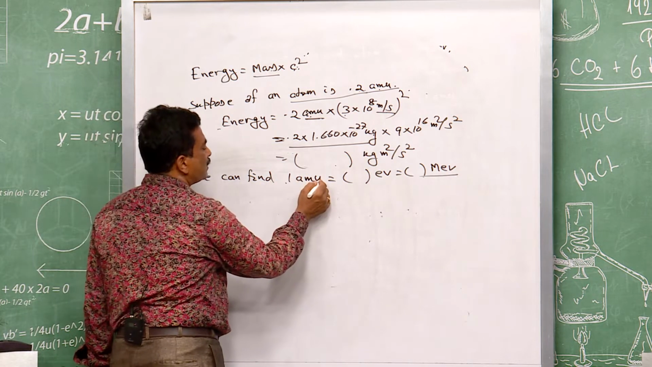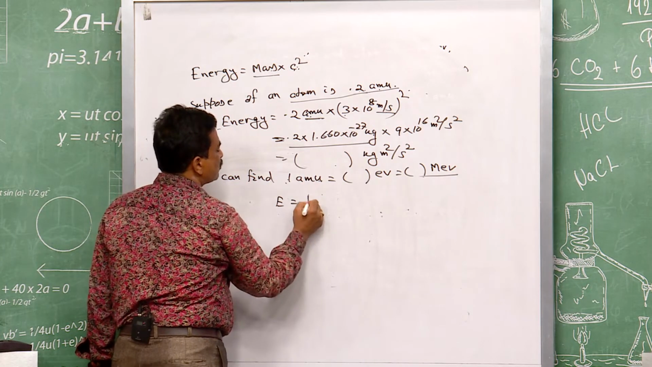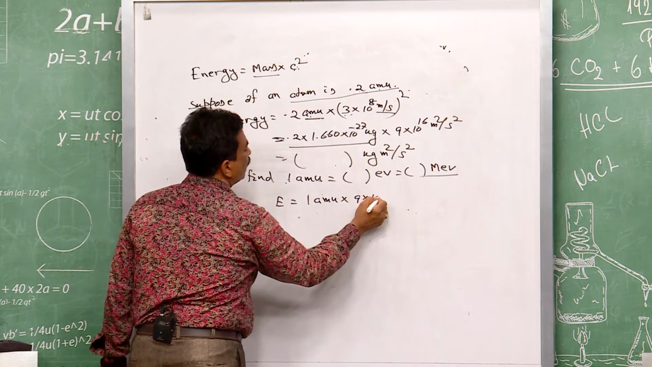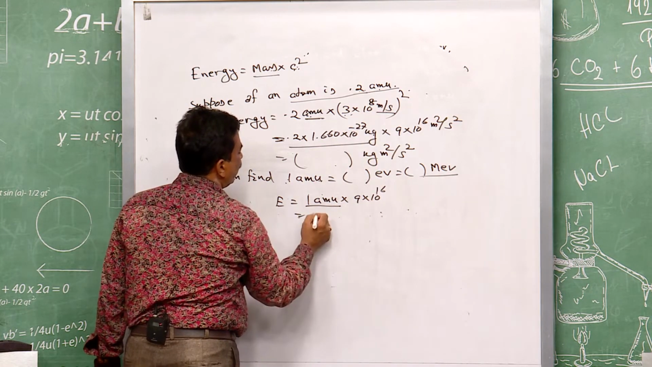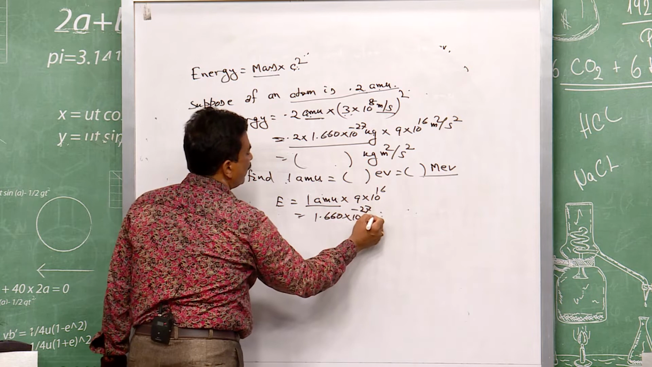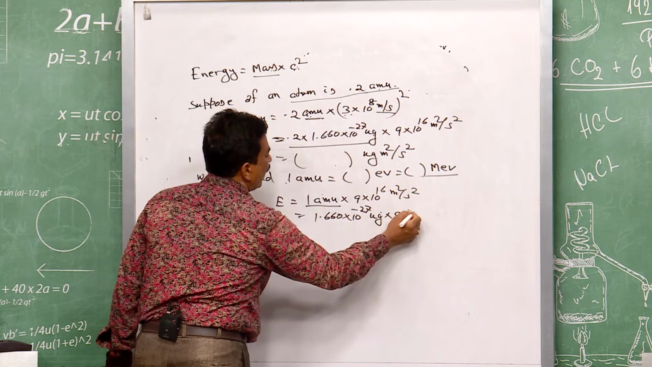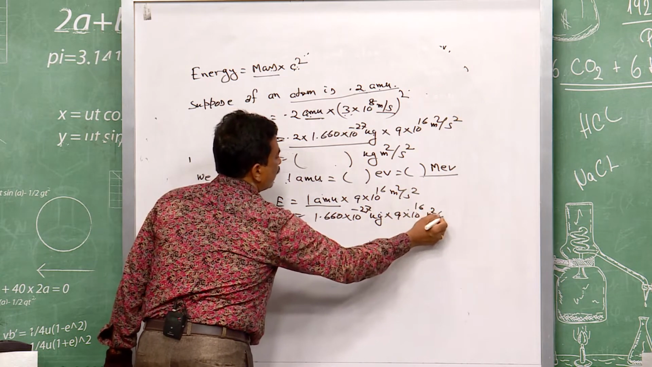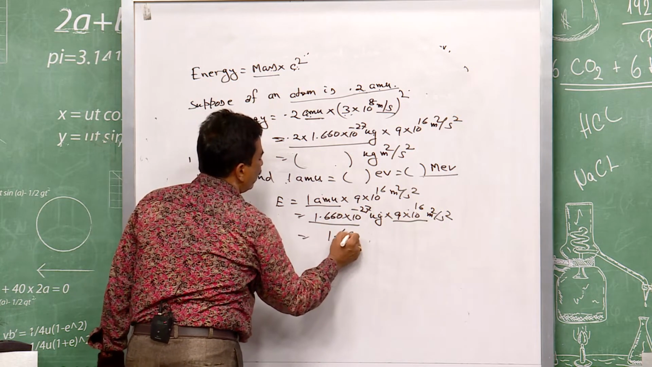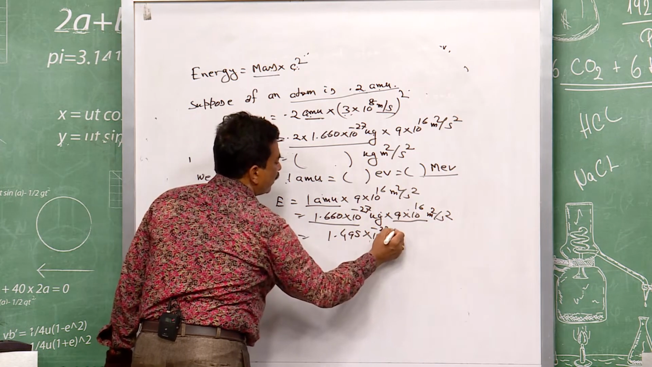So 1 amu has to be converted into energy. That energy is equal to mc square, meaning 1 amu into c square, where c square is 9 into 10 to the power of 16. 1 amu is equal to 1.660 into 10 to the power of minus 27 kg into 9 into 10 to the power of 16 meter square by second square. If you take all these values, that will be 1.495 into 10 to the power of minus 10 joule.